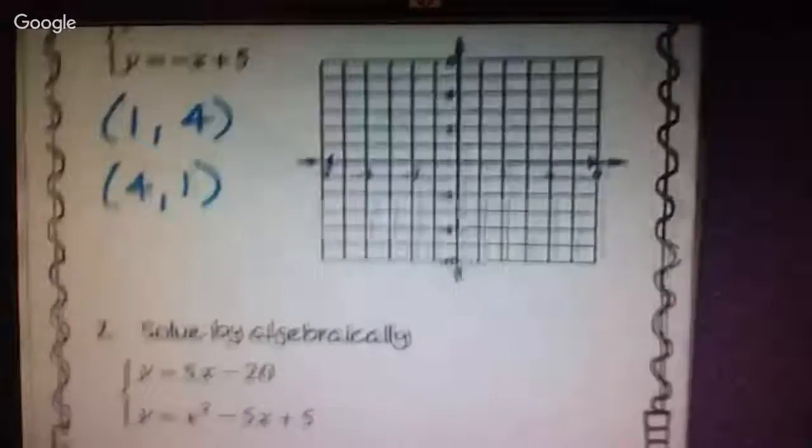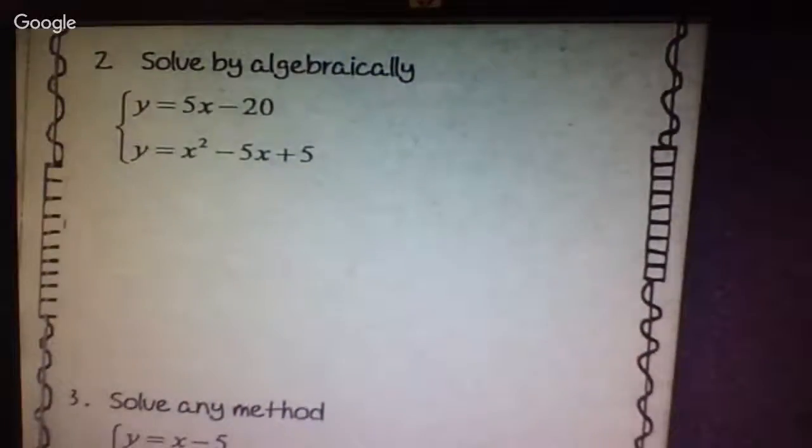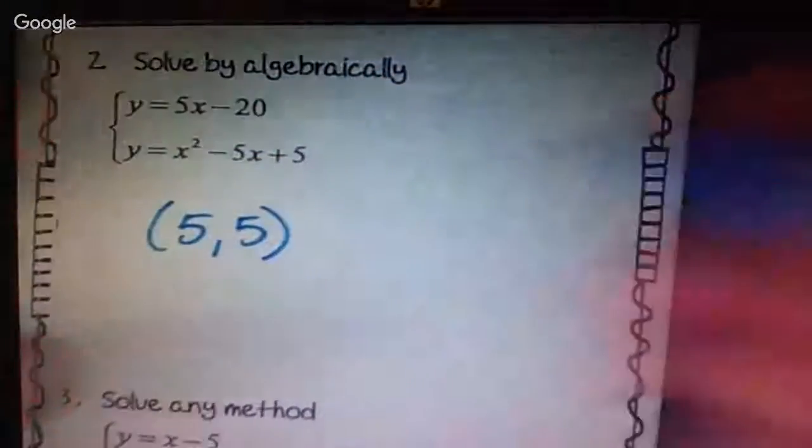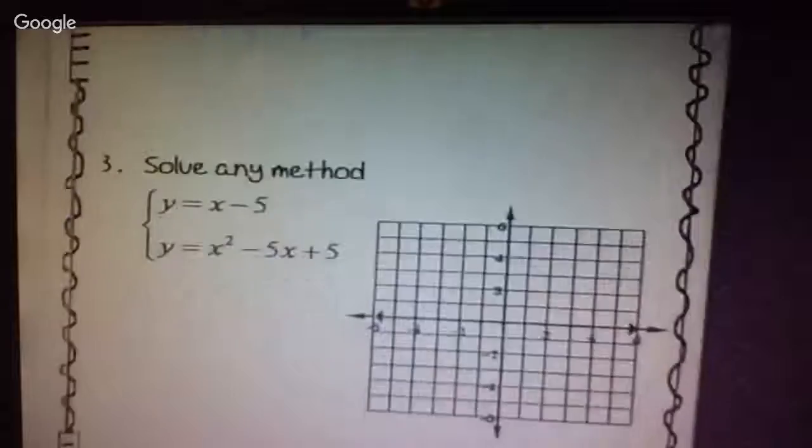Okay. Did anybody get number 2? 5 and 5. If you did 4 and 1 and then 1 and 4, it's still the same thing. Okay. Number 2 should have been 5 and 5. It only crosses once. Right? It only crosses once.